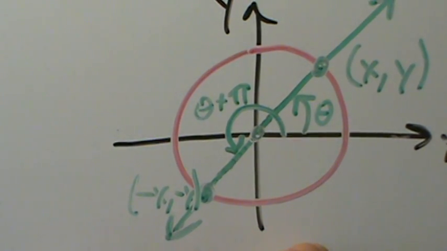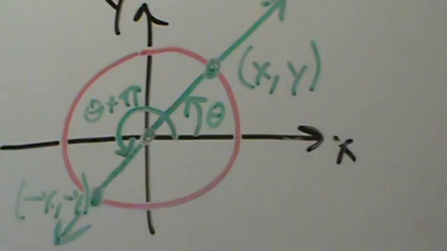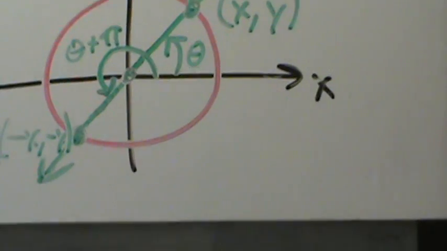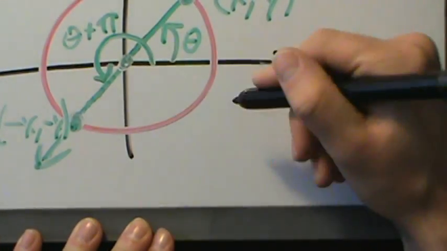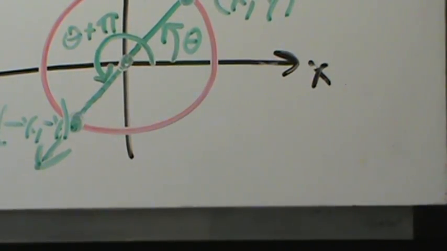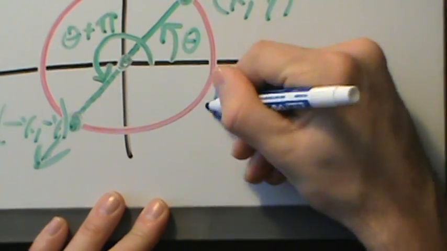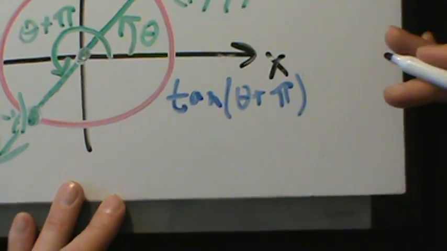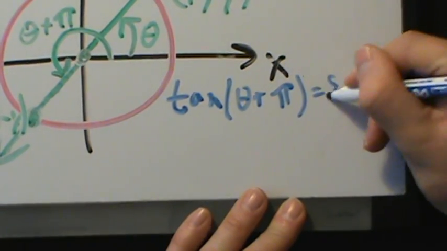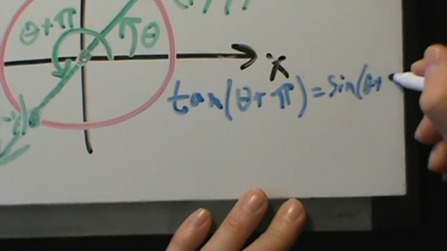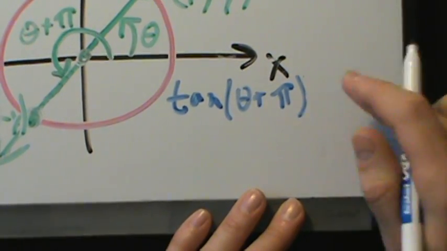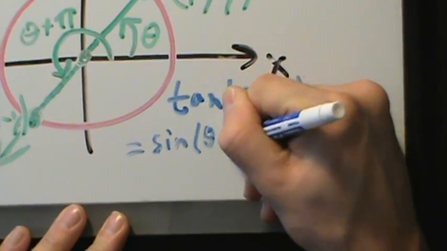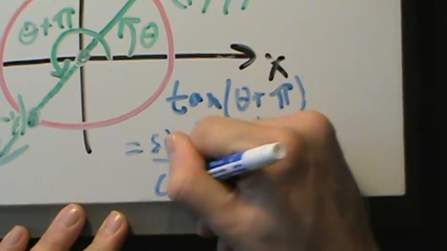So how's that significant? Well, now notice, what is the tangent of theta plus pi? I'm probably going to run out of room here. The tangent of theta plus pi is going to be the sine of theta plus pi divided by the cosine of theta plus pi, right?